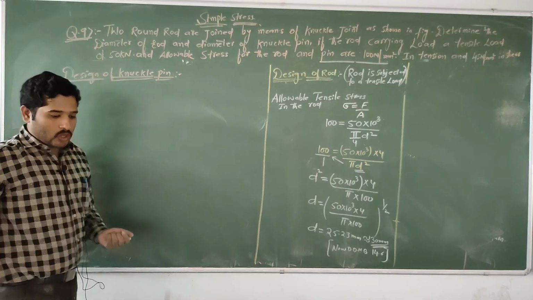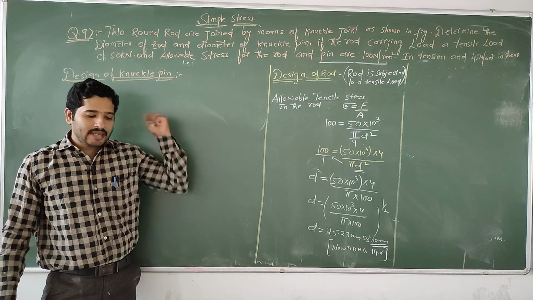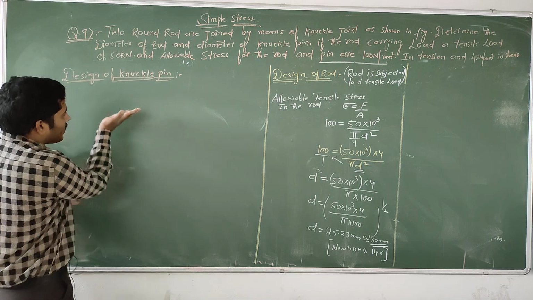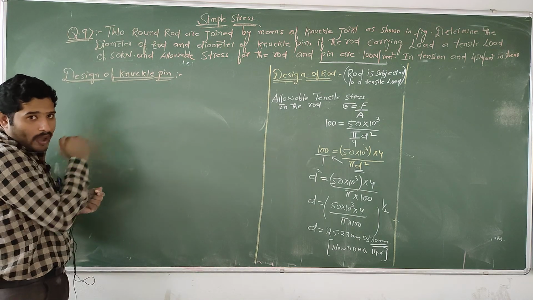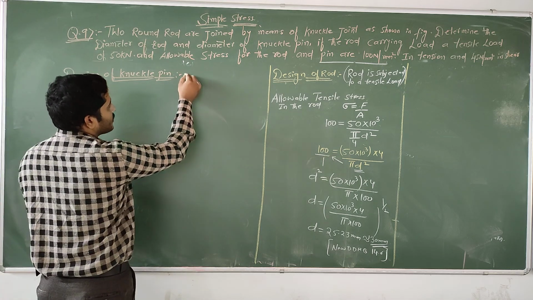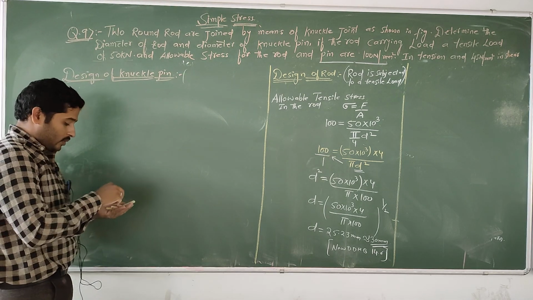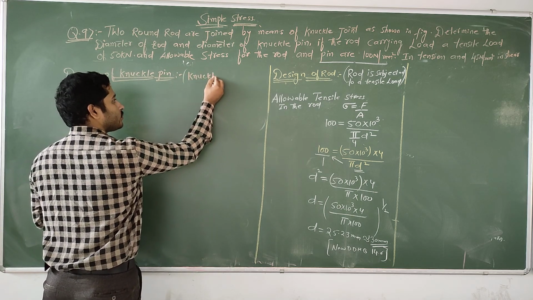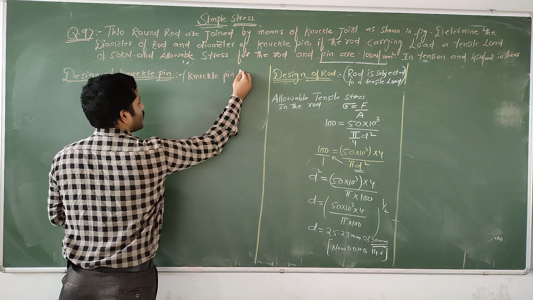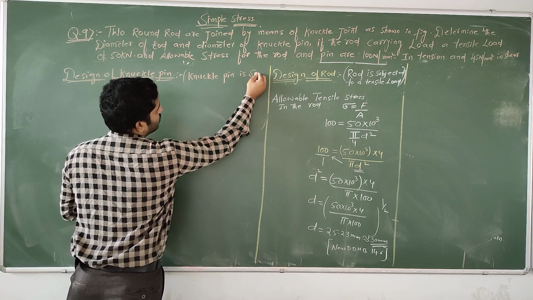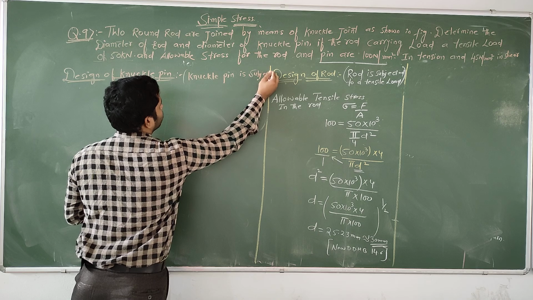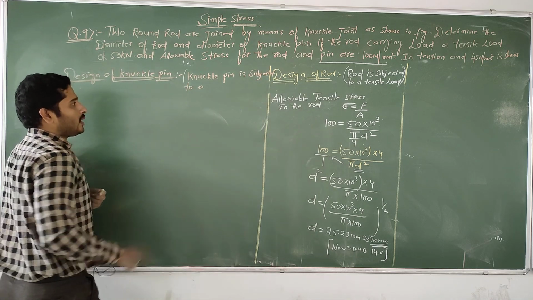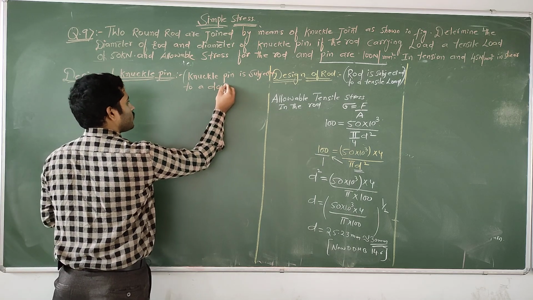Is it right? So, the knuckle pin is subjected to a double shear. Stress is acting at the section X as well as the section Y. So, we can represent here the knuckle pin is subjected to a double shear.